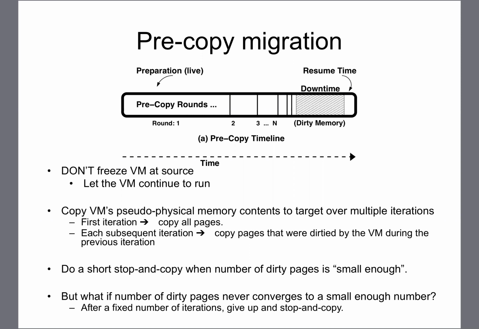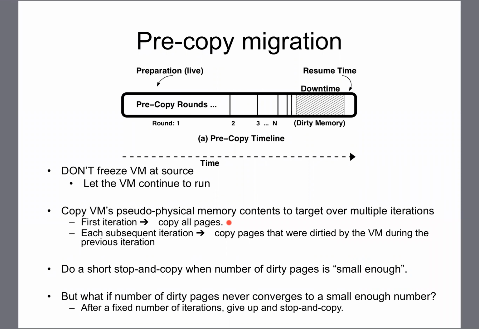So in the very beginning, we don't freeze the VM, we let the VM continue to run. It's accessing memory, performing read and write operations to its memory at the source machine. And in the background, the migration manager goes over every single page in the VM's memory and starts sending it to the destination, right? In the very beginning, you start from page 0, and then send page 1, page 2, and all the way to the last page.